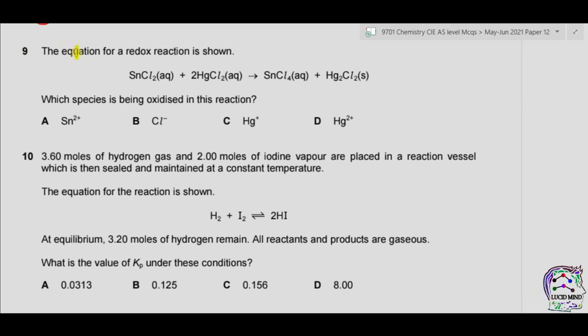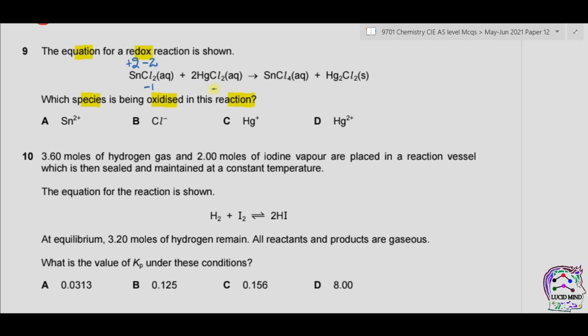Question 9. The equation for a redox reaction is shown. Which species is being oxidized in this reaction? We can find the changes in oxidation states. We have tin chloride, SnCl2. In this, there are 2 chlorine atoms. The oxidation state on one chlorine atom is -1, so for 2, it will be -2. As the overall charge is 0, the negative charge is equal to the positive charge. So for tin, it should be +2.